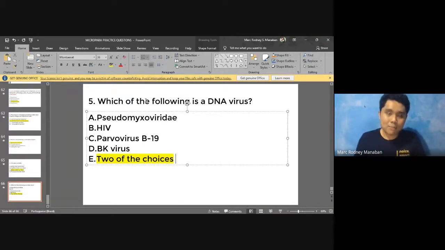And lastly, dears, for mucormycosis, the best specimen of choice is biopsy. Take note, dears, baka lumabas ulit sa comprehensive exam. I'm not saying it will come out, but it might. Mucormycosis specimen of choice is biopsy. Mucormycosis, M-U-C-O-R mycosis. Alright?